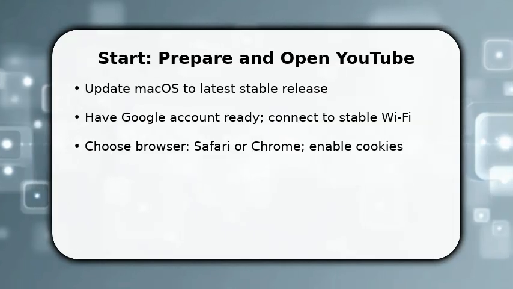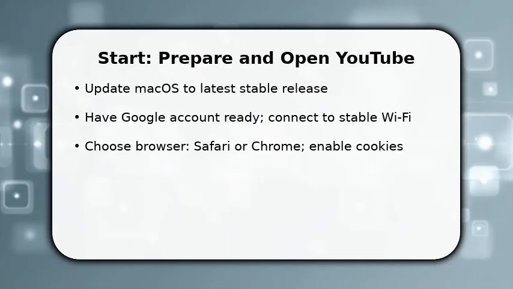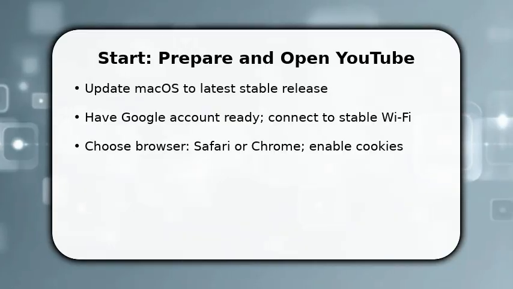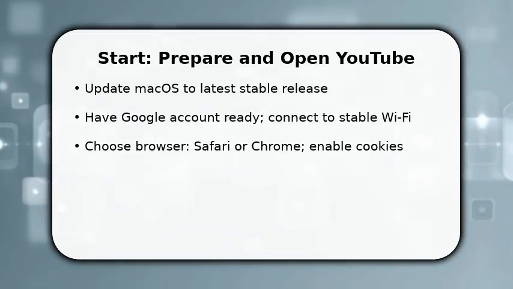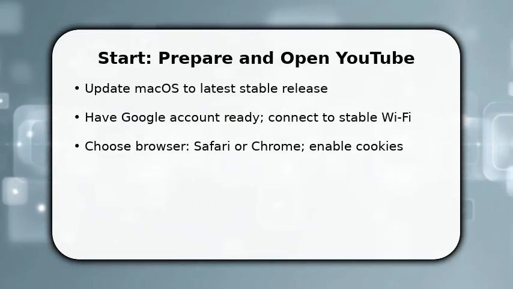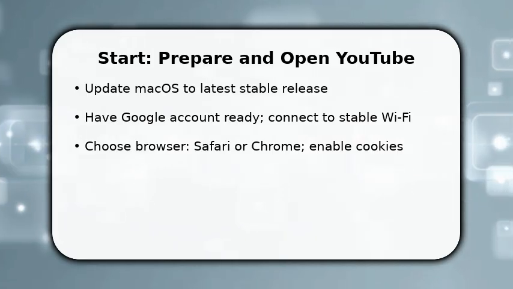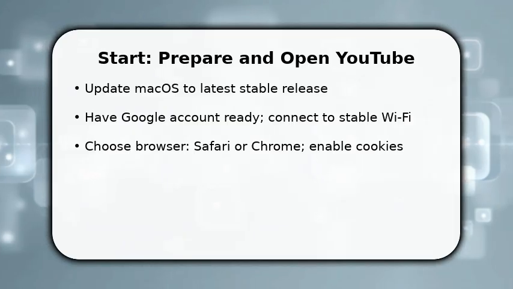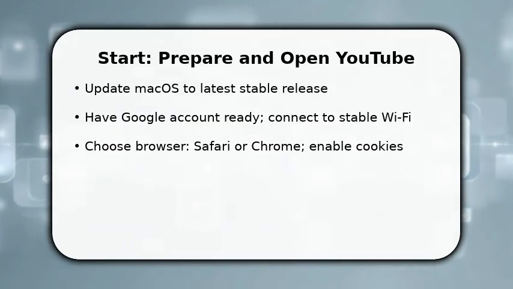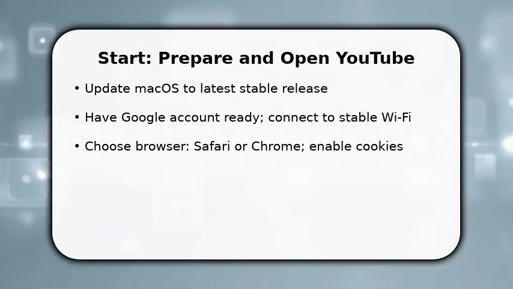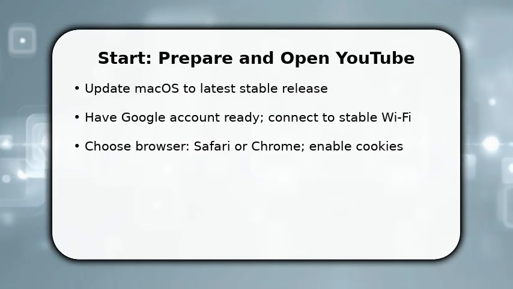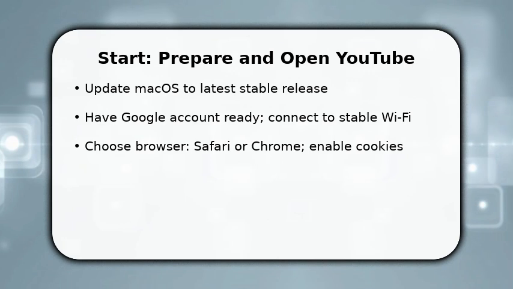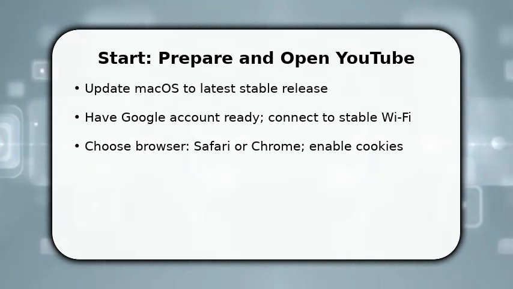You want YouTube running on your MacBook now. First, make sure macOS is updated and you're on reliable Wi-Fi, then sign into your Google account. Open Safari or download Chrome from the App Store if you prefer. Once the browser is open, navigate to YouTube.com and allow cookies so playback and sign-in work properly. Make sure notifications are enabled only if you want playback alerts. This gets you immediately into the YouTube interface and ready for the next configuration steps.